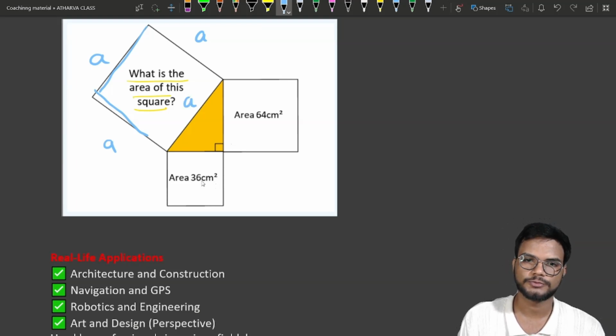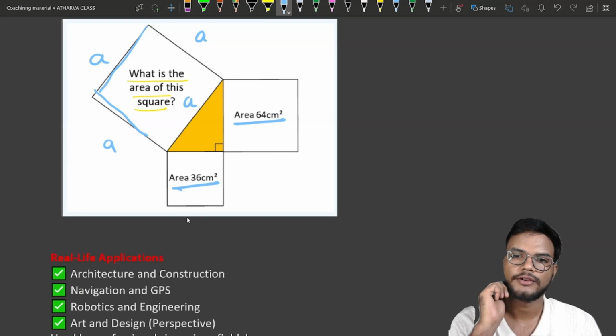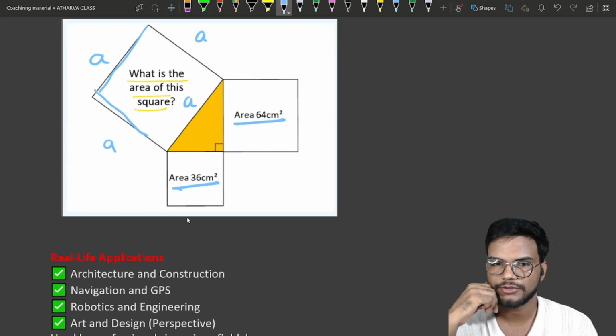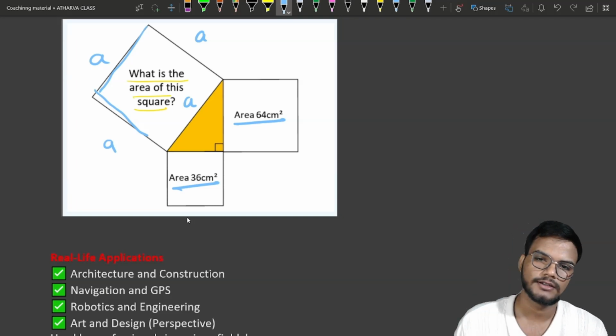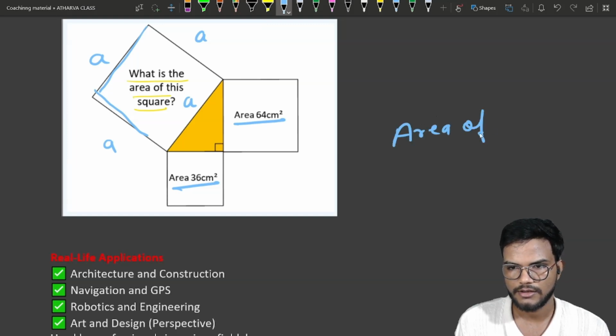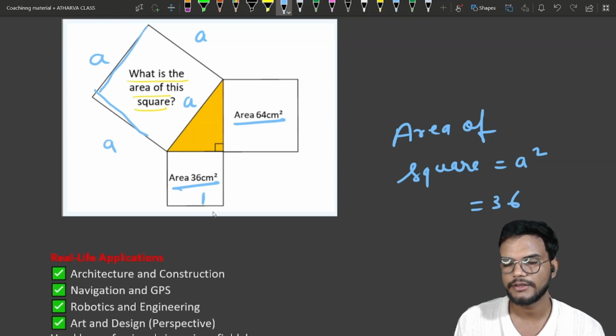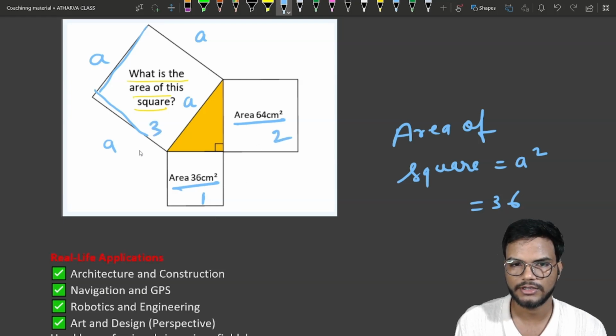Alright. So what is written? Can you read? Like area is equal to 64 centimeter square, and there is another square which is 36. So tell me, what is the area of the square? Obviously we know that it is a square. What does a mean? a means side. So this a square is going to be equal to 36 for this square first. There is square second, there is square third.